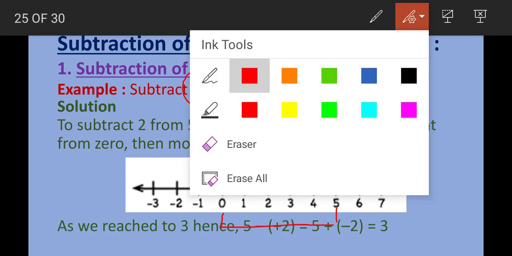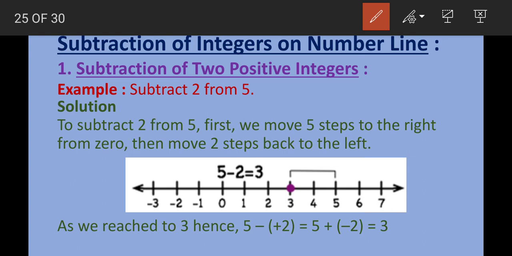So we can say that 5 minus 2 is, that is you have to use the additive inverse, that is 5 plus minus 2. Okay, so in this way we are solving, you are drawing the number line, so the result is plus 3.